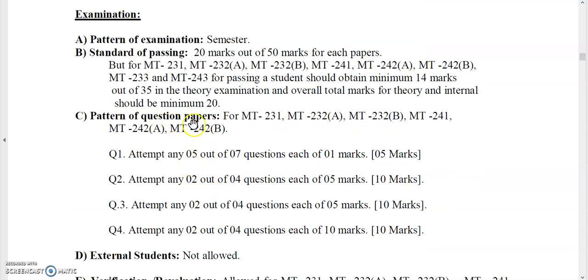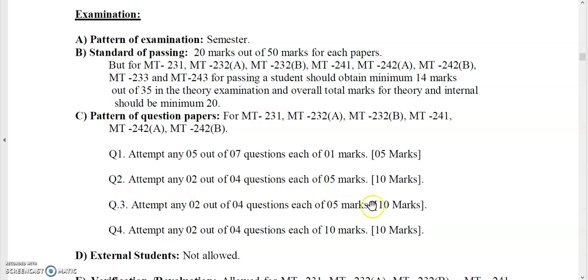Pattern of question papers of theory. Question number 1 will be of 5 marks. You have to attempt any 5 out of 7 questions, each of 1 mark. Question number 2 will be of 10 marks. You have to attempt any 2 questions out of 4 questions. Each question will be of 5 marks.